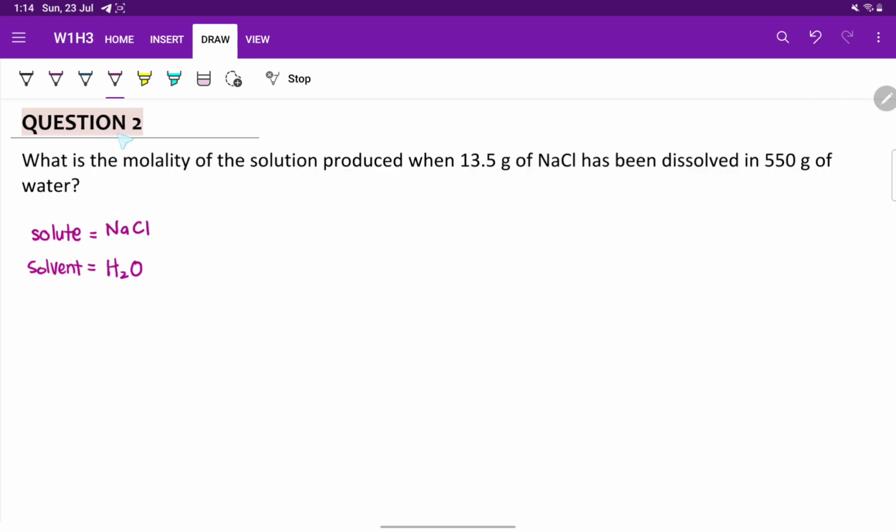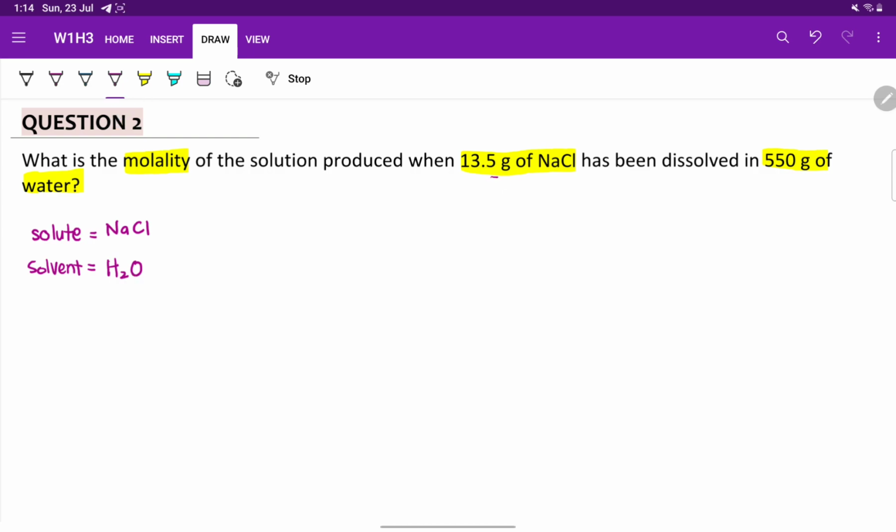So, for question number 2, the question is asking what is the molality of the solution produced when 13.5 gram of NaCl has been dissolved in 550 gram of water. Okay, again, macam saya beritahu tadi, cari what is our solute and solvent. So, our solute is NaCl and our solvent is H2O.